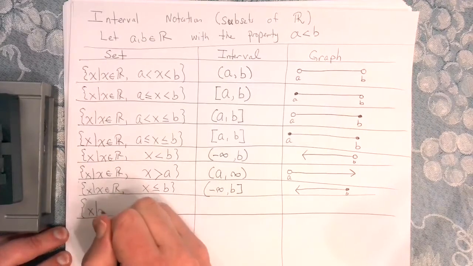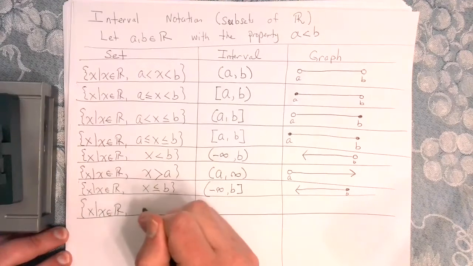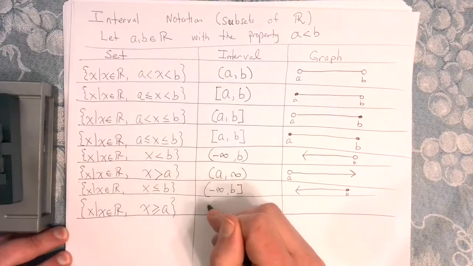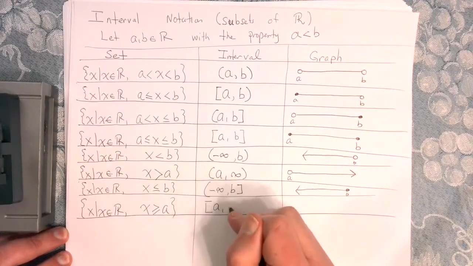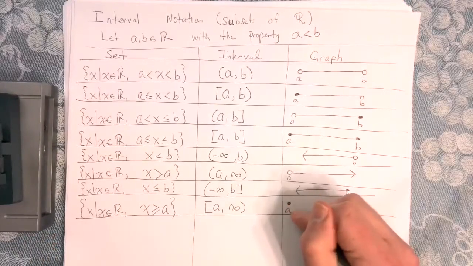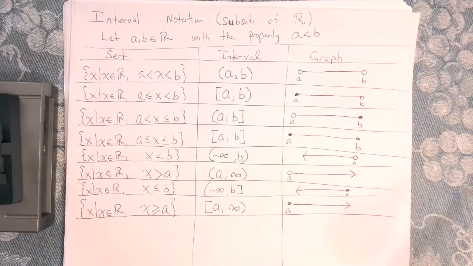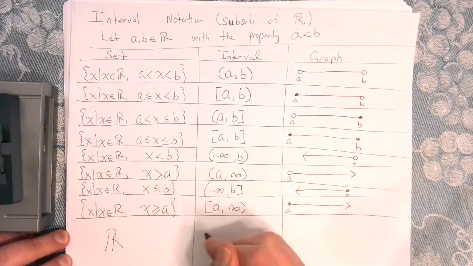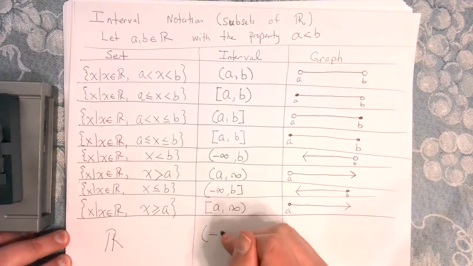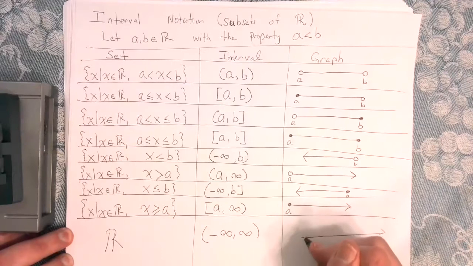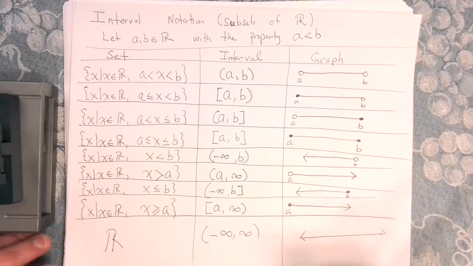Okay, so we've got a case similar to this one here. So the set of all x's such that x is real, and x is greater than or equal to a. So that would look like exactly this. And then lastly, the entire number line, which would be the set of all real numbers, we denote it like this, the open interval from minus infinity to infinity. And that extends forever in both directions.